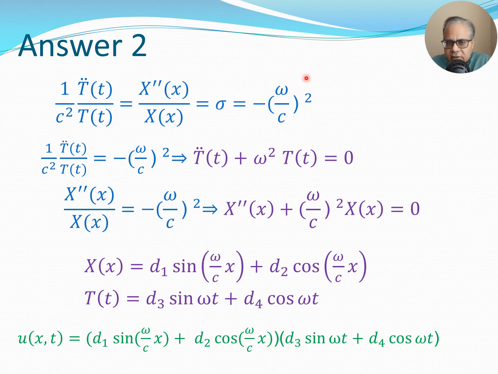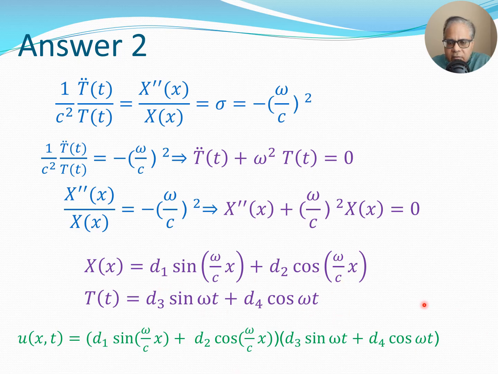So if I take this particular value and substitute it, I'm going to get two differential equations again. I'm going to get an equation in time and I'm going to get an equation in space. I can immediately solve these equations to get X and T as functions of small x and small t, or space and time respectively.